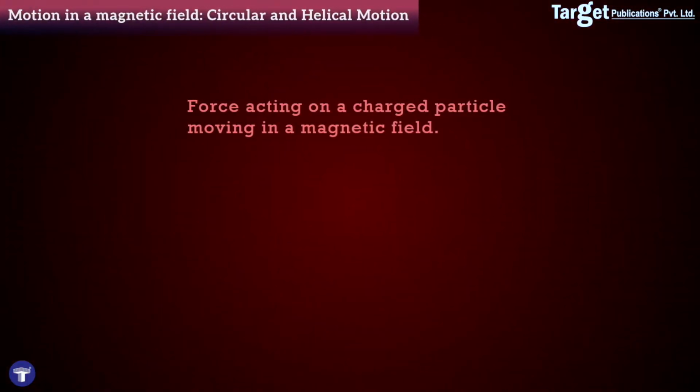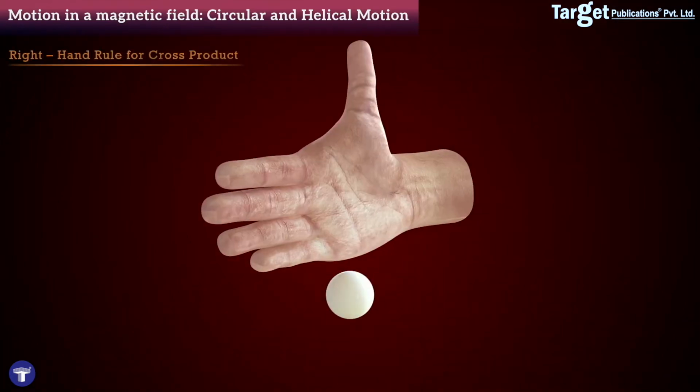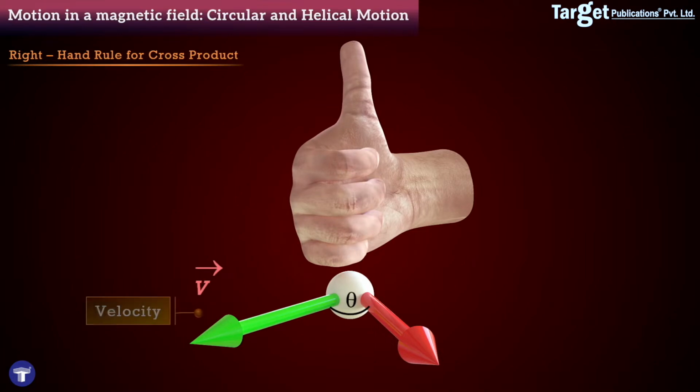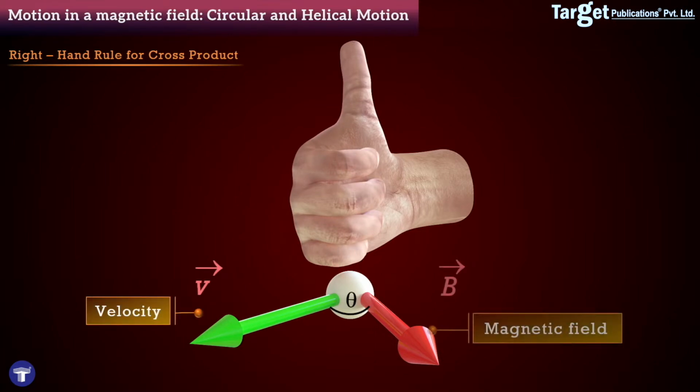In order to find the direction of this force, we use the right hand rule for the cross product. Place the palm of your right hand parallel to the velocity vector and curl the fingers of your right hand from the velocity vector towards the magnetic field. When you do this, the thumb will point in the direction of the force.